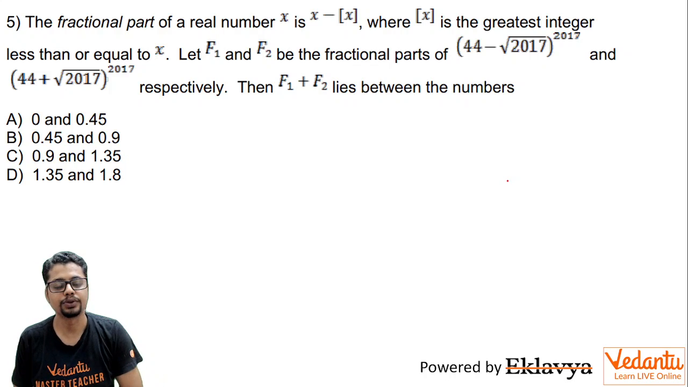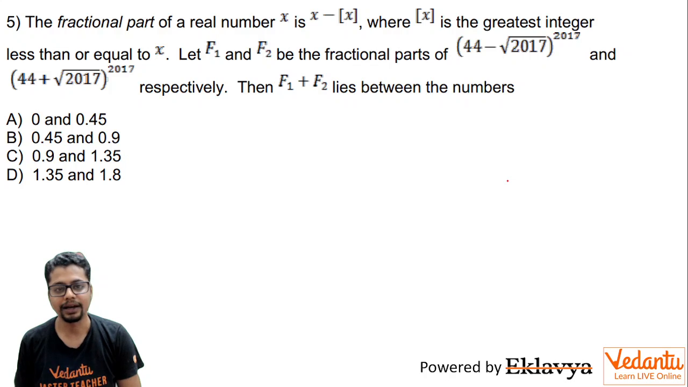Hi everyone, the question is: the fractional part of a real number x is x minus [x], where [x] is the greatest integer less than or equal to x. Let f1 and f2 be the fractional parts of (44 minus root 2017) to the power 2017 and (44 plus root 2017) to the power 2017 respectively. Then f1 plus f2 lies between which numbers?